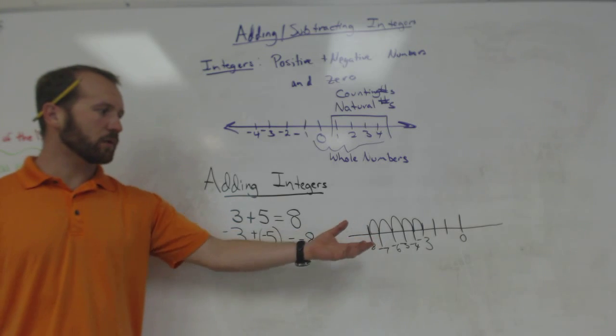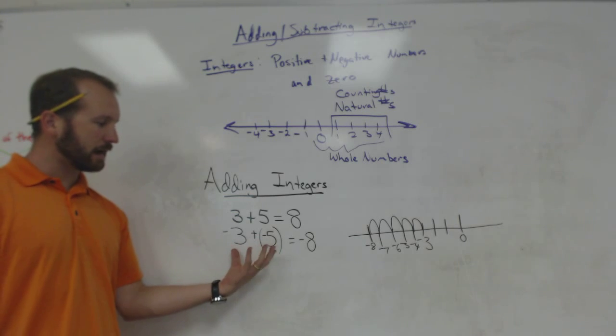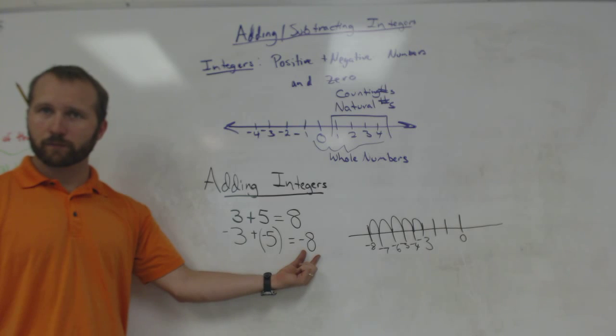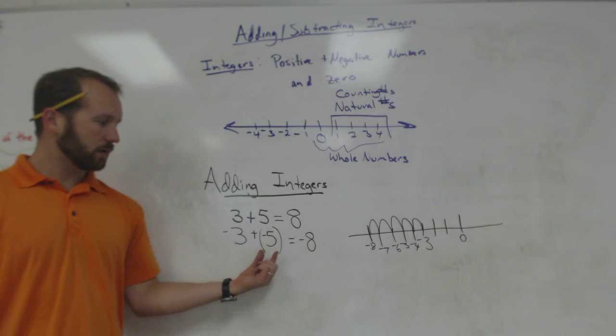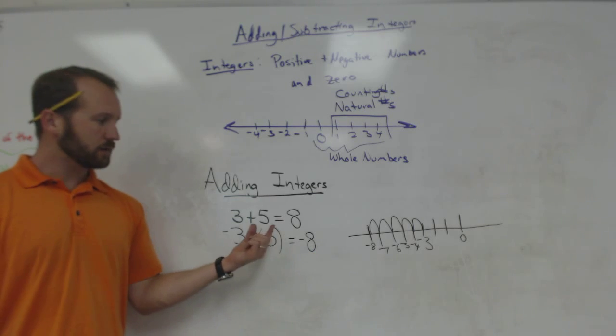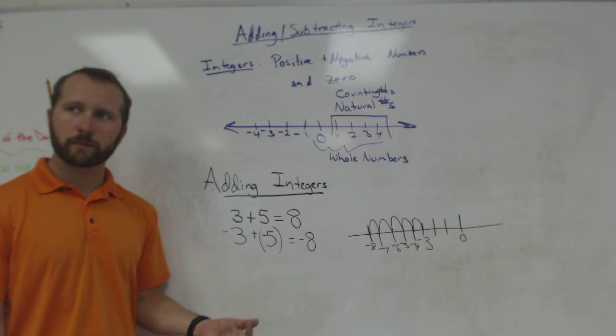So you can picture this on a number line, or you can picture two negatives adding together to make a larger negative number. Right? Two negatives add together to make a larger negative number, just like two positives add together to make a larger positive.